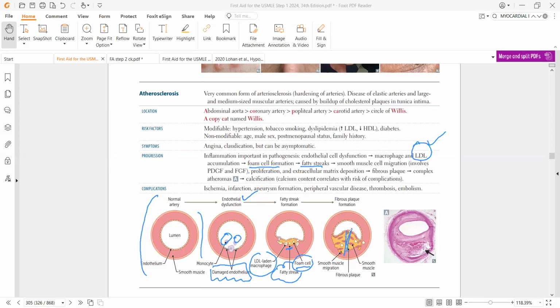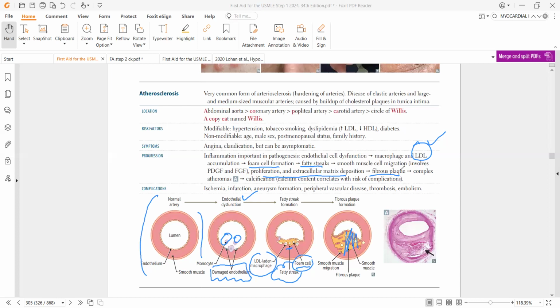And after that, the extracellular matrix deposition. This extracellular matrix deposition leads to the formation of fibrous plaque, and it will lead to the formation of the complex atheroma, right? The complex atheroma undergoes the process of calcification, right? So calcium correlates with the risk of complication.